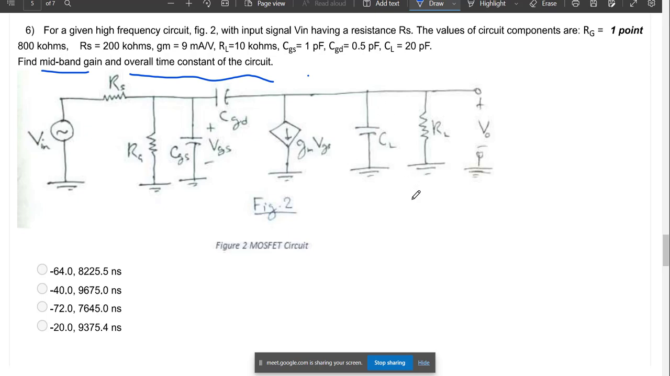Now try to solve this one. I'm giving you 10 minutes, and I want an answer from everyone. Note down the circuit first.